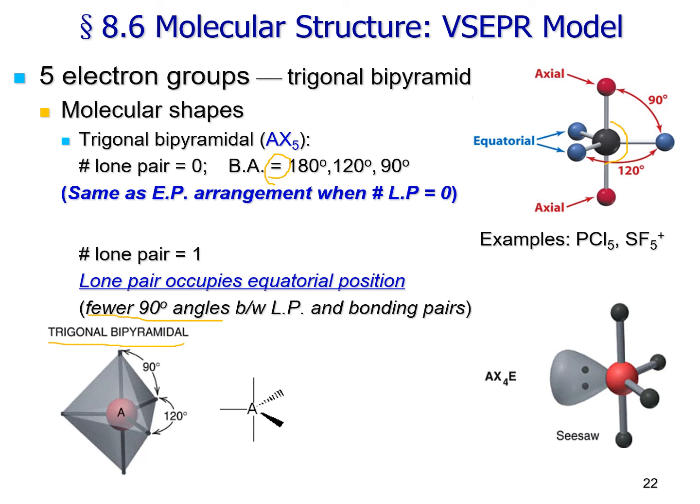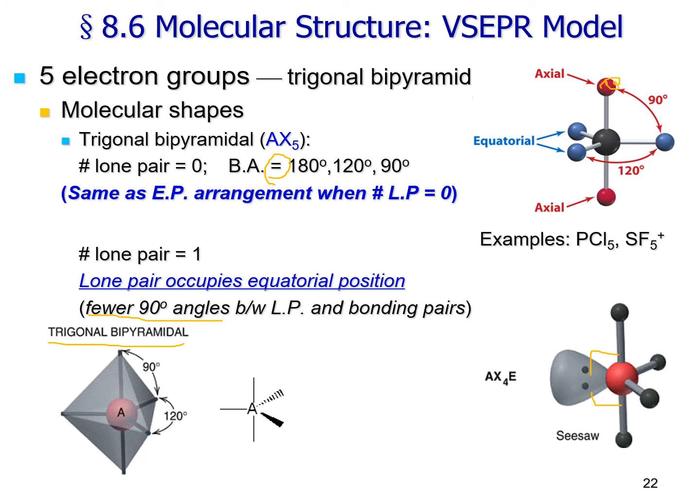Okay. Let's see. If we have a lone pair on the equatorial position, let's see just how many 90-degree angles we have. This is the one, right? Just like the one between the axial and equatorial, so that's 90 degrees, and that is another 90 degrees. So we have a total of 2 90-degree angles if we have the lone pair on the equatorial position.